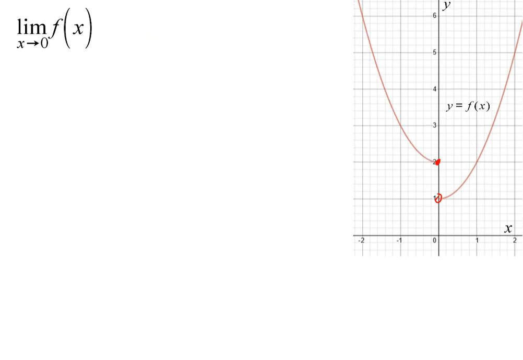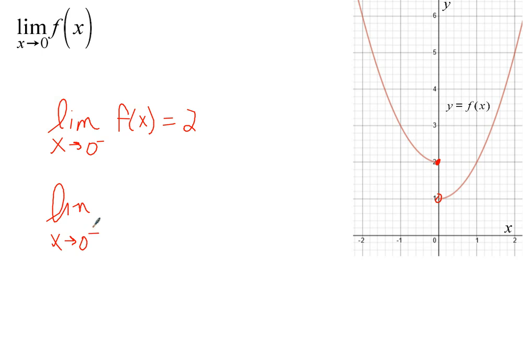In this example, from the left-hand side of our function, the limit as we approach 0 is 2. We would notate this as the limit as x approaches 0 from the left of f of x is equal to 2. And from the right-hand side, as we approach x equals 0 from the right, which is notated the limit as x approaches 0 from the right of f of x, it's equal to 1.